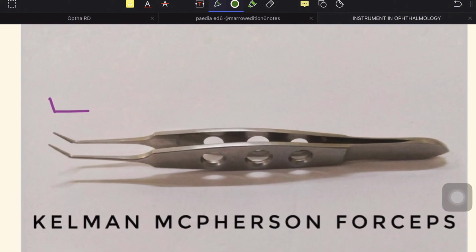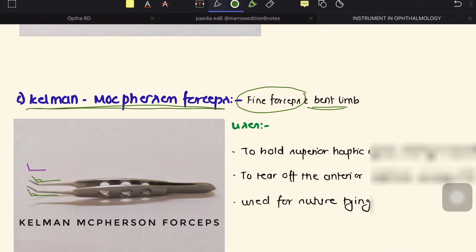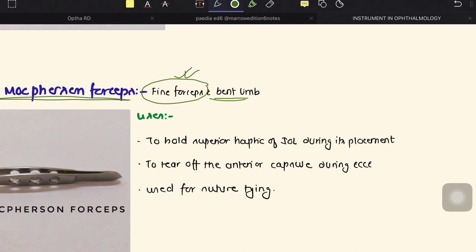As we can see in this diagram, it's a very fine forceps, and we can see the limb has been bent at an obtuse angle. So this is a Kelman-McPherson forceps. It is a very fine forceps, so it is used in intraocular surgeries that are very fine surgeries, like it is used to hold the superior haptic of the intraocular lens during its placement.